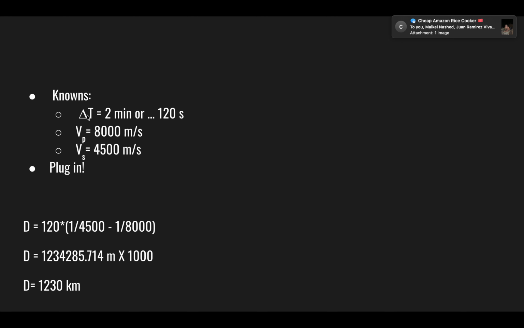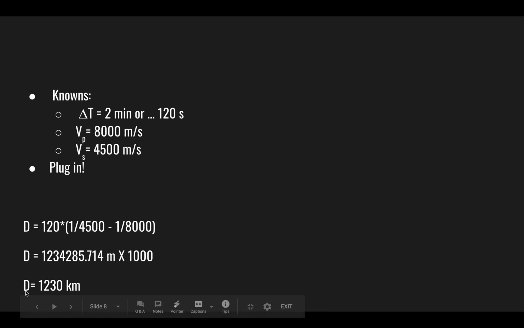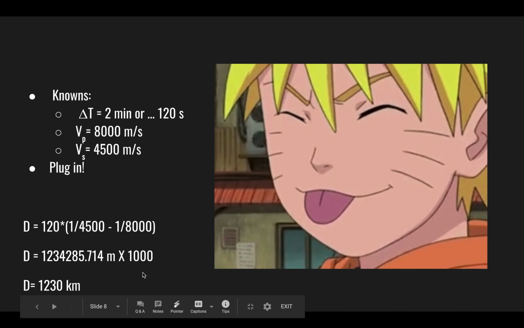So these are our knowns. Our delta time is 2 minutes or 120 seconds. We want to convert units to seconds because minutes are not base units. And then our velocity for the P wave is 8,000 meters per second. Our velocity for the S wave is 4,500 meters per second. You plug it into the equation, and then you get a whopping 1,230 kilometers. And that's literally it. Pretty easy, right? Good stuff, guys.